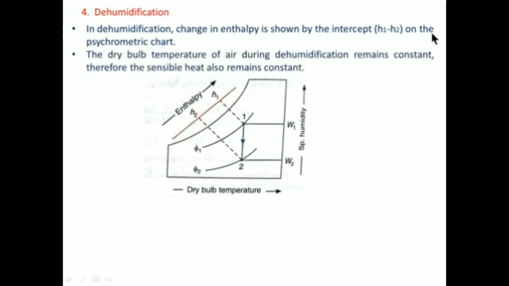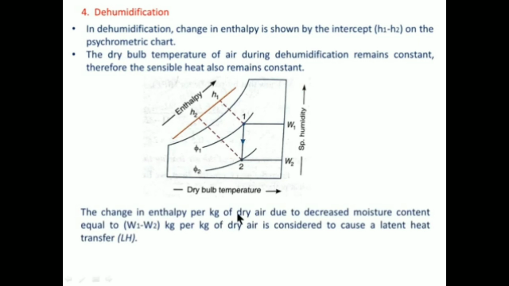Now in dehumidification, change in enthalpy is shown by the intercept H1 minus H2 on the psychrometric chart. So 1 to 2 is the process of dehumidification, where we can see that the relative humidity decreases from Phi1 to Phi2, humidity value decreases from W1 to W2, and enthalpy value also decreases from H1 to H2. So this process is of removal of latent heat from the air.